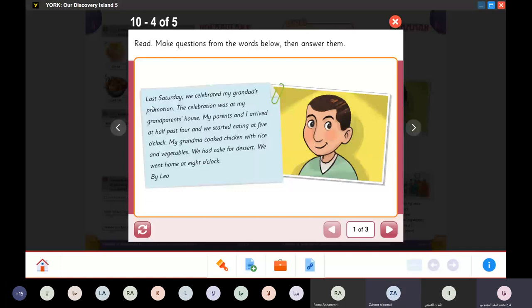Last Sunday, wait, Zuhur. Last Saturday. Very good, Zuhur. Last Saturday, we celebrated my granddad. Yeah, it's grandma, but they did not write grandpa. What did they write? Granddad. Okay. Granddad.